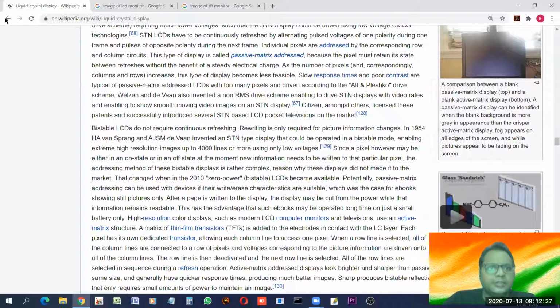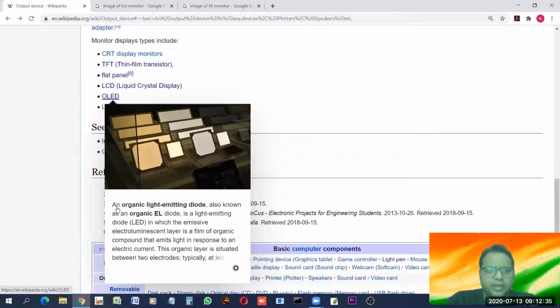So let's go back. Another technology is OLED. It's a new technology. An organic light emitting diode. LED's full form is light emitting diodes. Diodes are electronic components, and light emitting diodes are the diodes which emit light. Nowadays we see LED bulbs also, where light emitting diodes emit the light. The same way, using the same technology, we are making LED monitors, of which organic light emitting diode is one of the variations.